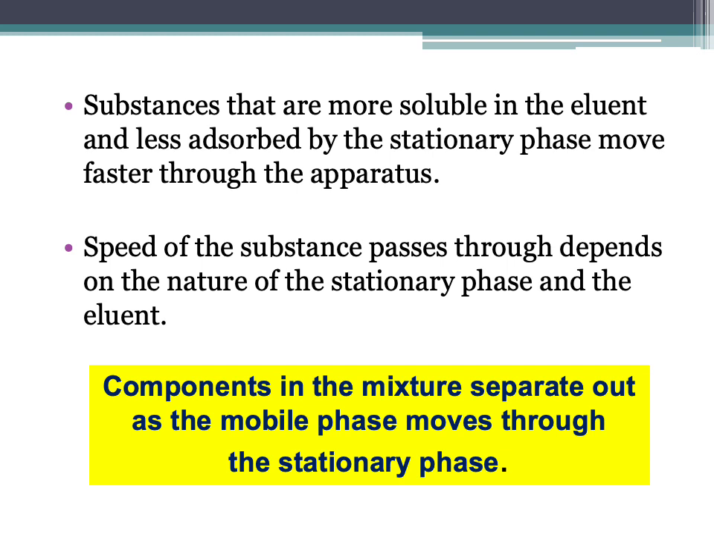Kita tengok lepas ni. Speed of the substance pass through depends on the nature of the stationary phase and the eluent. So, kelajuan dia lalu dekat apparatus tu adalah bergantung kepada stationary phase tu sendiri dan juga eluent. So, components in the mixture spread out as the mobile phase move through the stationary phase. So, ingat, mobile phase ni akan lalu. Mobile phase ni termasuk mixture tu lah. So, dia akan lalu stationary phase. Okay. So, dia akan separate. So, kita akan tengok gambar lah selepas ni macam mana separation tu berlaku.